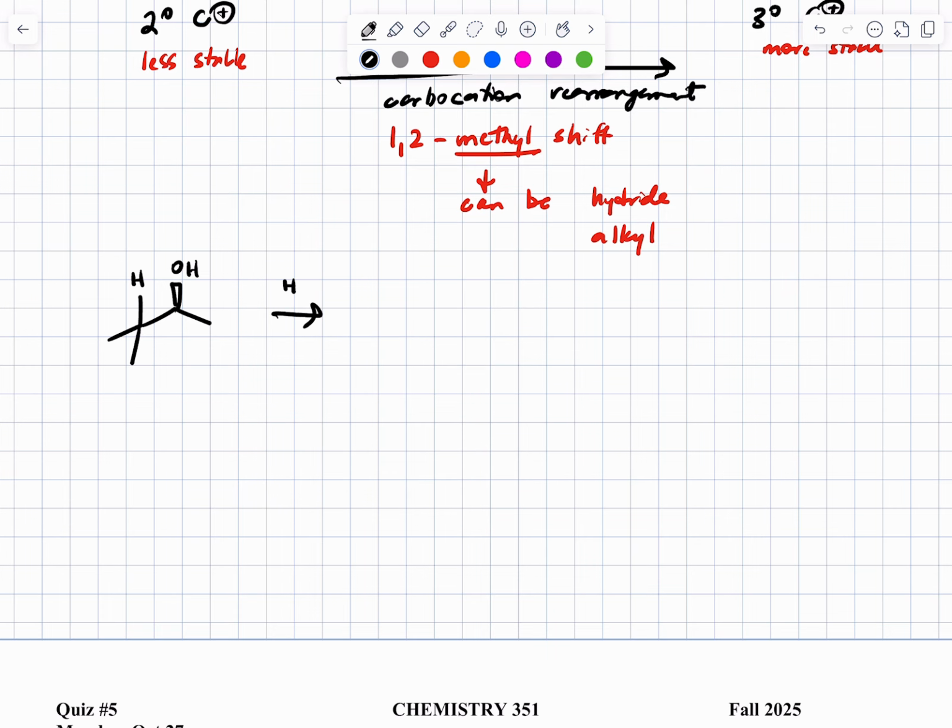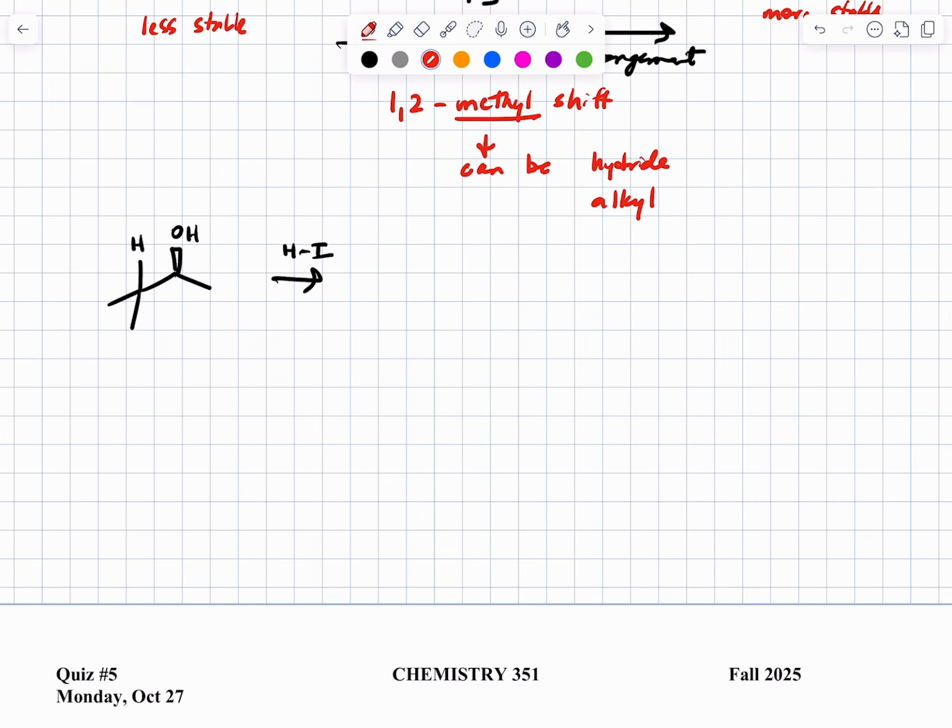and we were to do basically the same reaction with HI. Remember, we expect HI to protonate the alcohol, thereby turning it into a fire-leaving group.